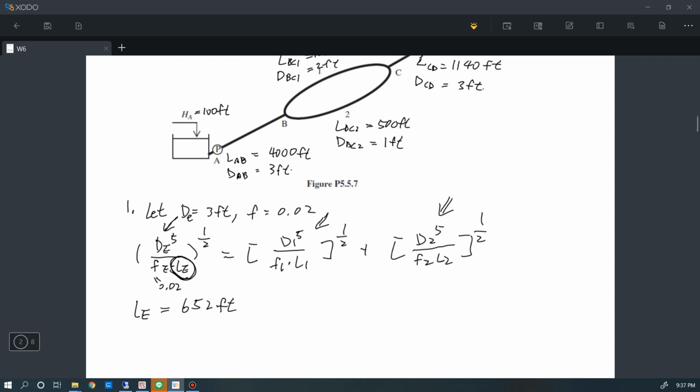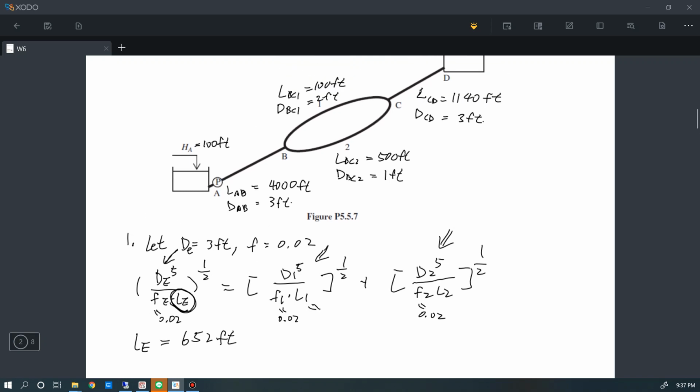And I just write down the numbers for your reference. This is also 0.02. The length 1 is equal to 100 feet because branch 1 has the length 100 feet, and length 2 is equal to 500 feet.